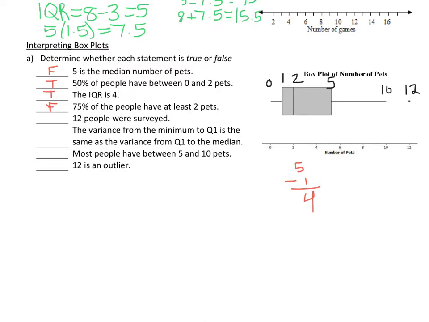12 people were surveyed. There is no way we can determine from a box and whisker plot how many people were surveyed, so this is false.